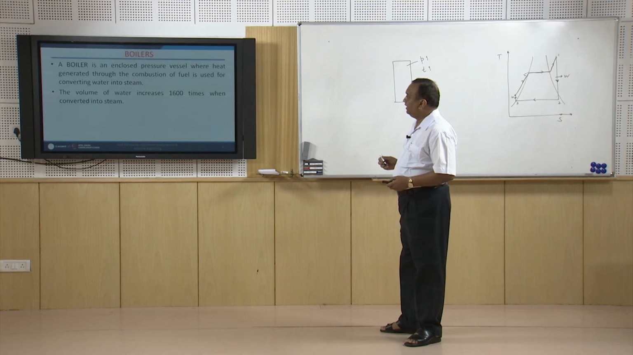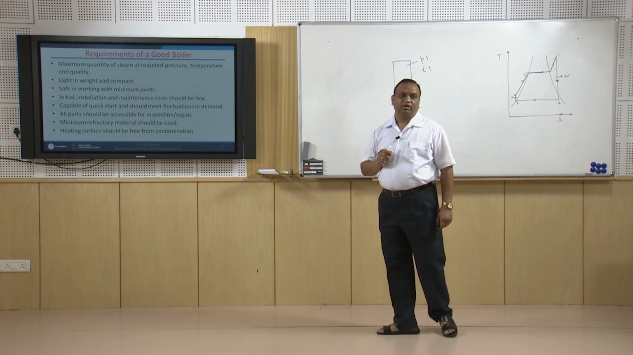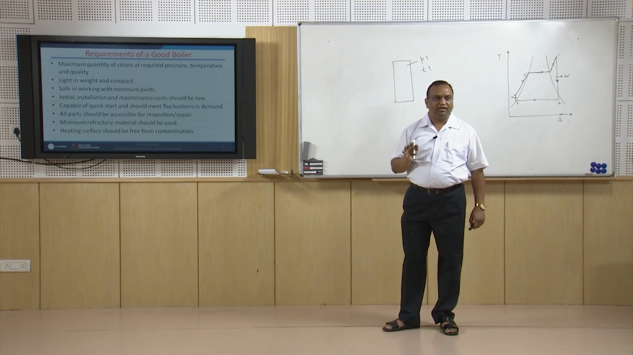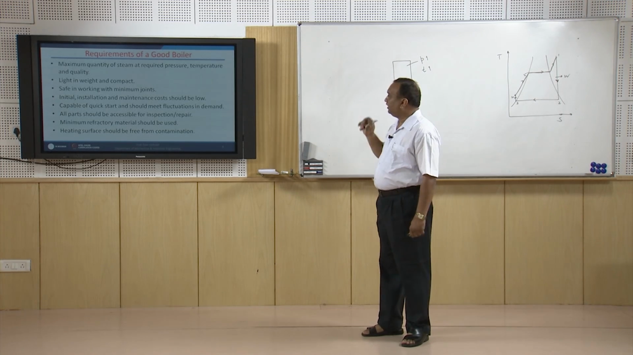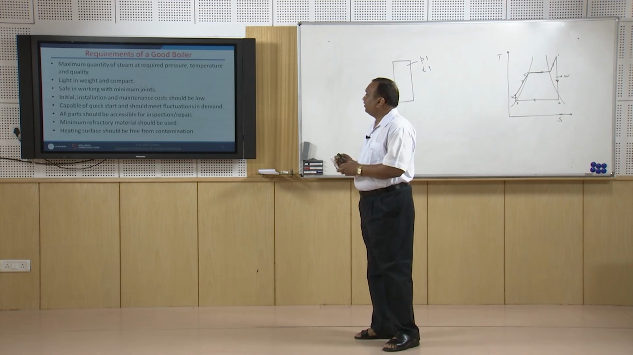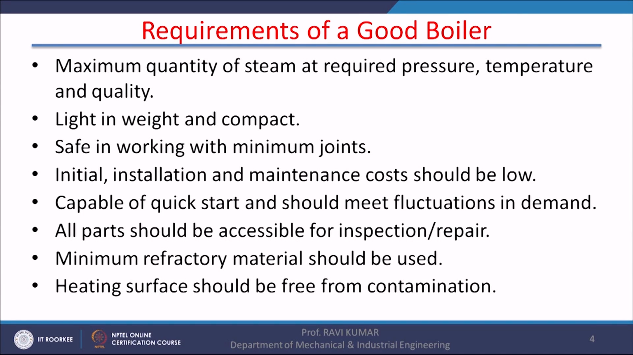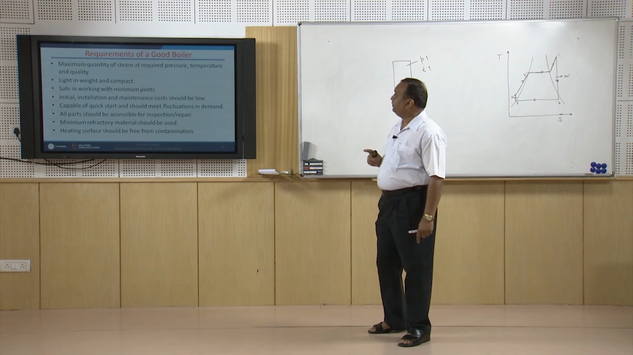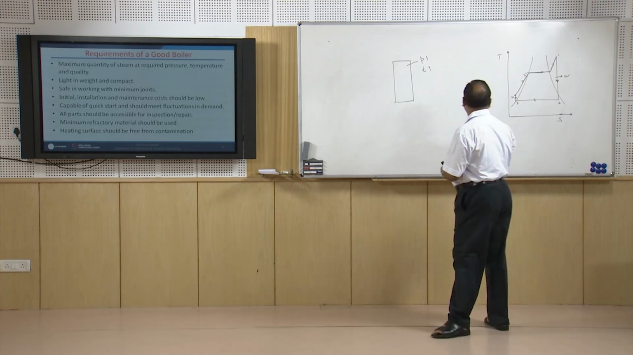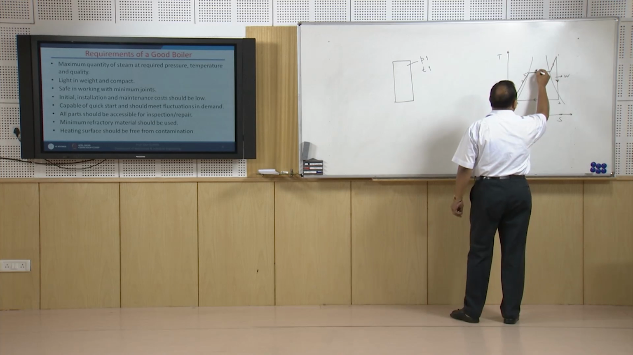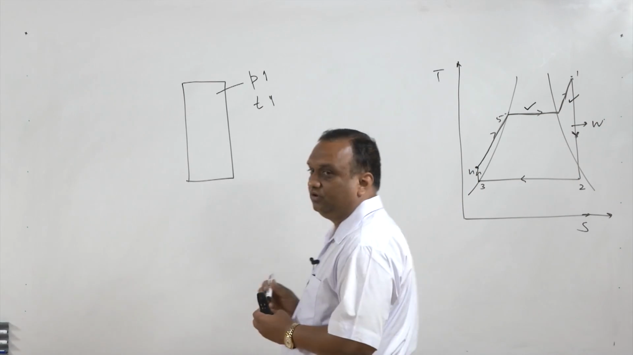Now, regarding the requirement of a good boiler, because before we design anything, we study any equipment, we understand what are the requirements of that equipment. The requirement of a good boiler is maximum quantity of steam at required pressure, temperature and quality. It is obvious, when we are installing or purchasing a boiler, it should give maximum quantity of steam at required pressure, temperature and quality. There are three things which are important, not only pressure and temperature, but quality of the steam, whether it is a wet steam or superheated steam, that is also equally important.